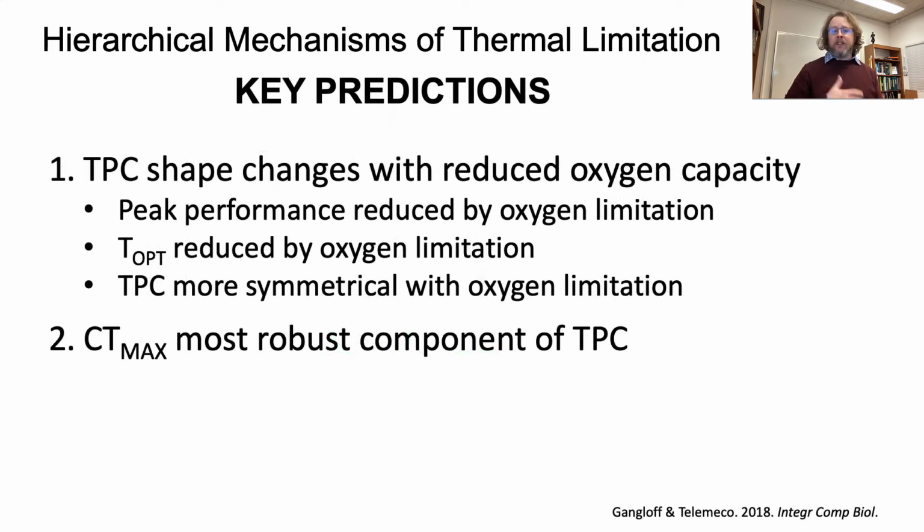So we wanted to test these new predictions of the hierarchical mechanisms of thermal limitation hypothesis, namely that TPC shape will change with reduced oxygen capacity even if CT max does not change. We're going to expect peak performance to be reduced, the optimum temperature to be reduced, and the curve to be more symmetrical when animals are exposed to hypoxia. We really expect CT max to be quite robust and possibly not be affected by hypoxia at all.